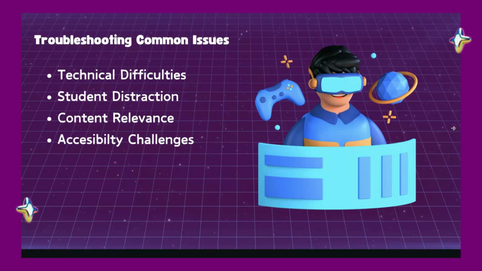It's important that we consider student distraction. Remember that with this type of tools, the students can be distracted easily, so we have to monitor that. Then the accessibility challenges. Remember that not all the students have access to a technological device, so we need to consider this. And the content relevance. If we are going to use VR or AR, we need to plan activities that are related to the content that we are teaching.